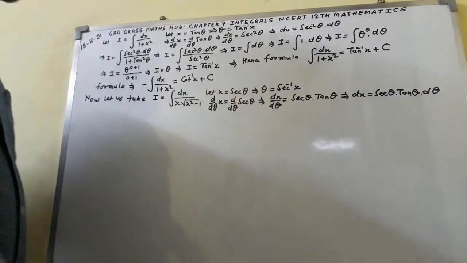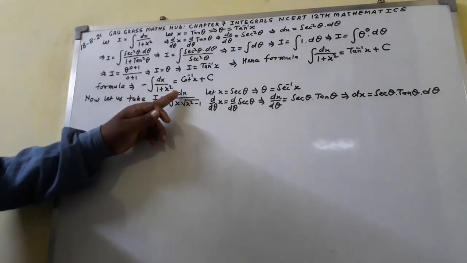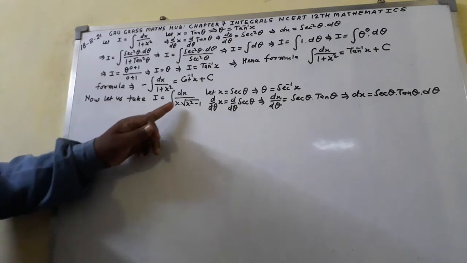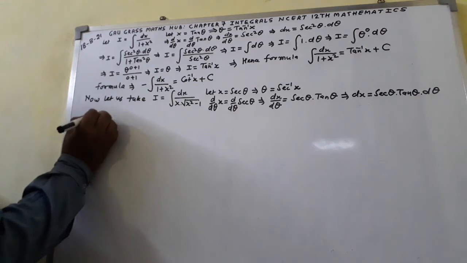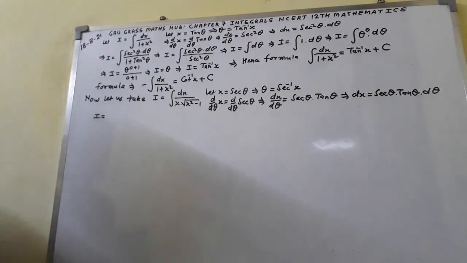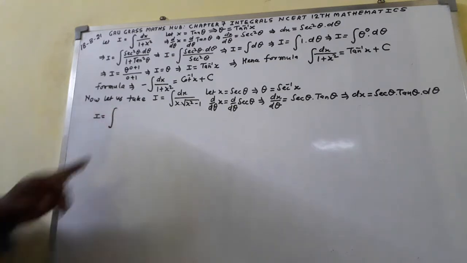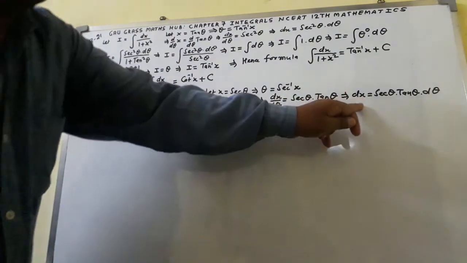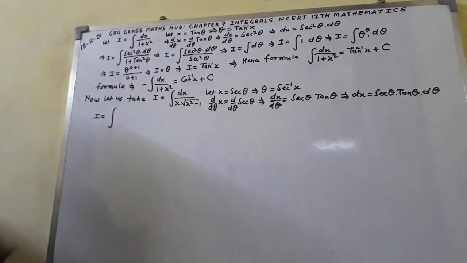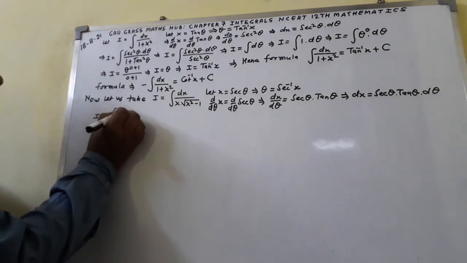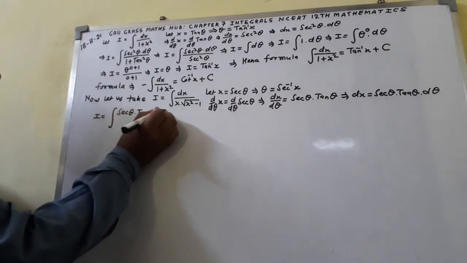Now what to do here? Here I shall put the value of dx equal to sec theta dot tan theta dot d theta, and in place of x I shall write sec theta. So we will get I equal to, using the substitution method, integral, in place of dx I shall write this value, sec theta tan theta dot d theta.